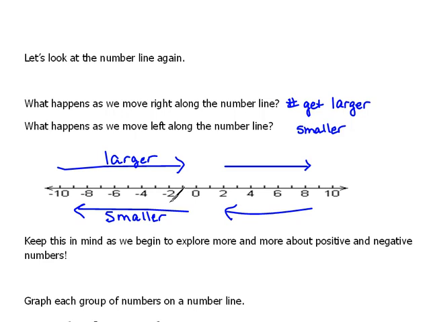But think about it in terms of money. If you were short $2 in your checking account, or if you were short $4 in your checking account, you would actually have less money at being short $4. You're further in the hole. So that is actually a smaller number. Does that make sense? I hope so. We have to literally think about it as moving to the right, things get larger. Moving to the left, things get smaller.